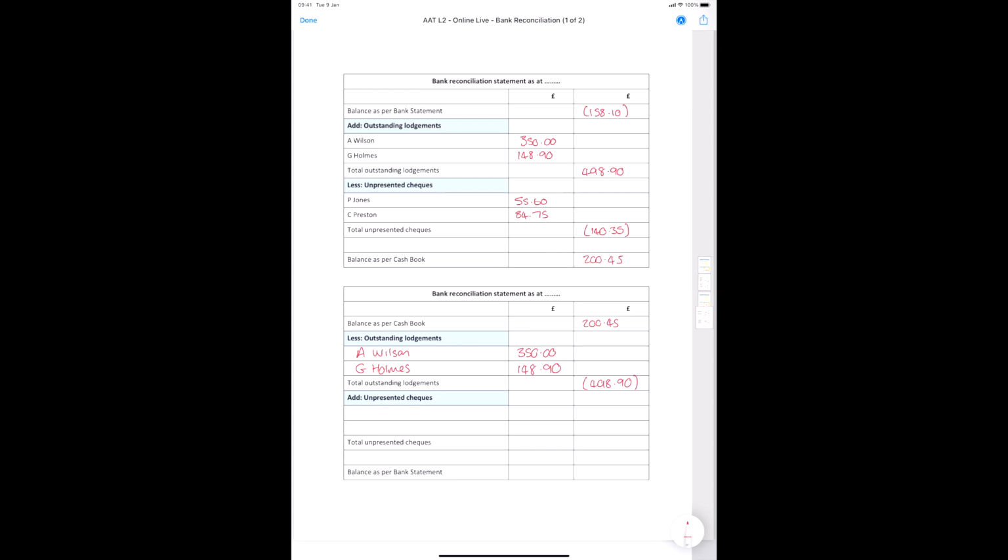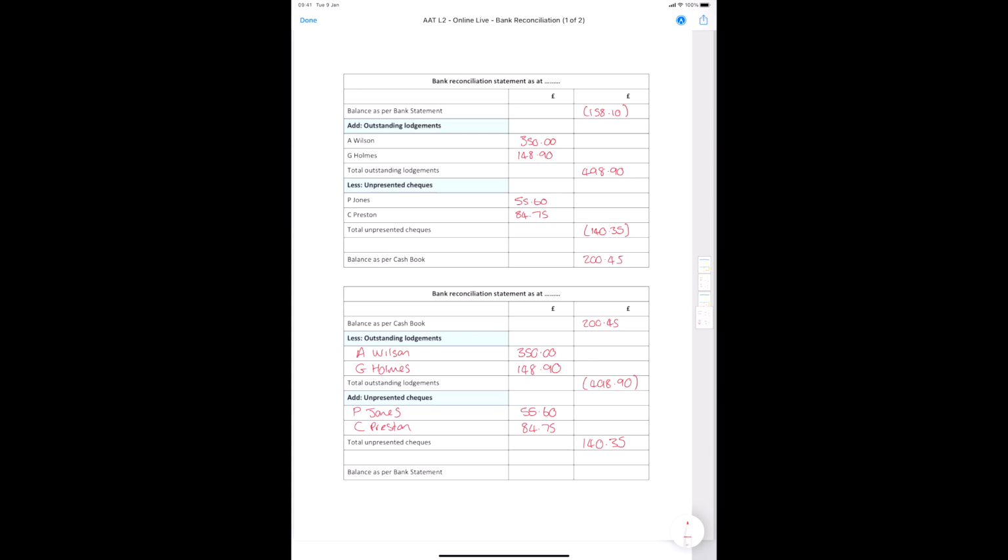And then we're going to add our unpresented checks. So P. Jones and C. Preston. That's £55.60 and £84.75. Okay, that gives us a total of £140.35. Again, we'll follow the same formula.